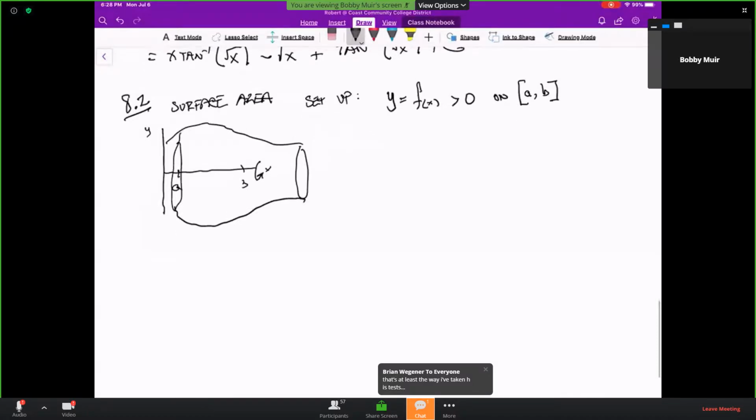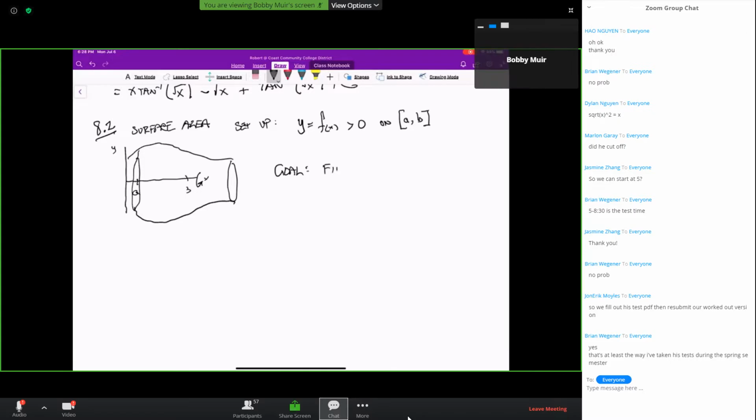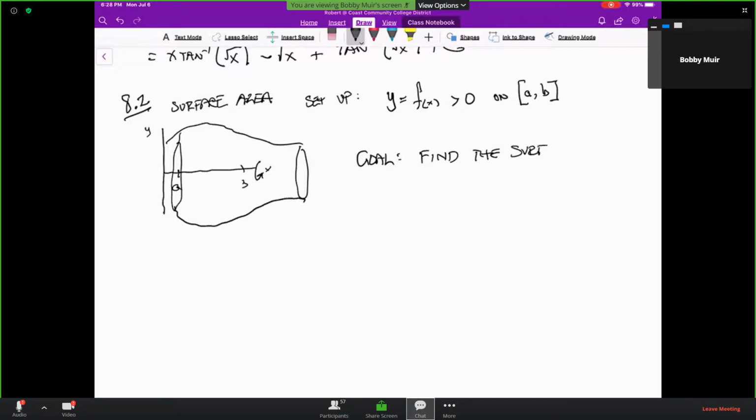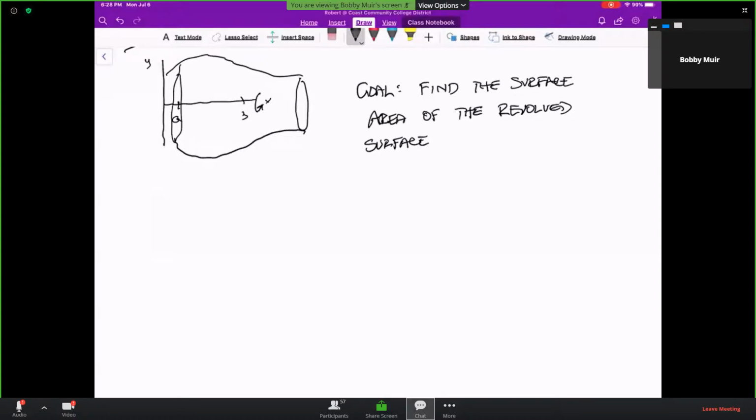Okay, so our goal here is to find the surface area of the, I guess, revolved surface. Okay, so let's see how we're going to do this.